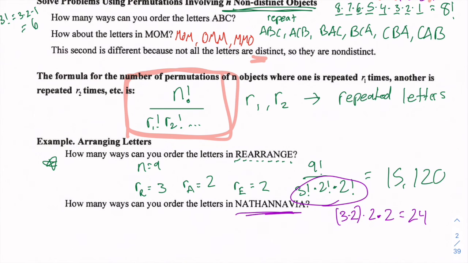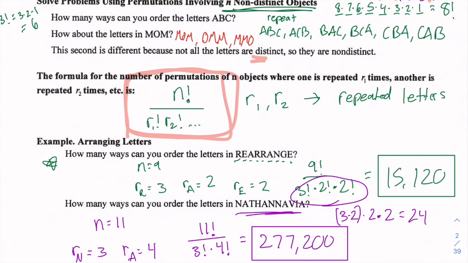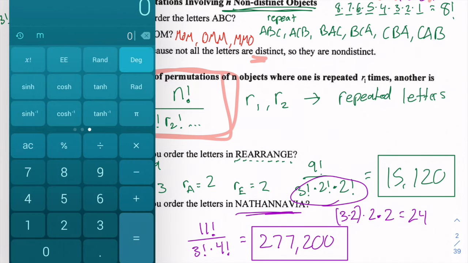Try that on your own, please. Okay, boom. 11 letters. The N repeats 3 times: 1, 2, 3. The A repeats 4 times: 1, 2, 3, 4. And just showing your calculators, get some practice here. 11 factorial, boom, and hit divide.